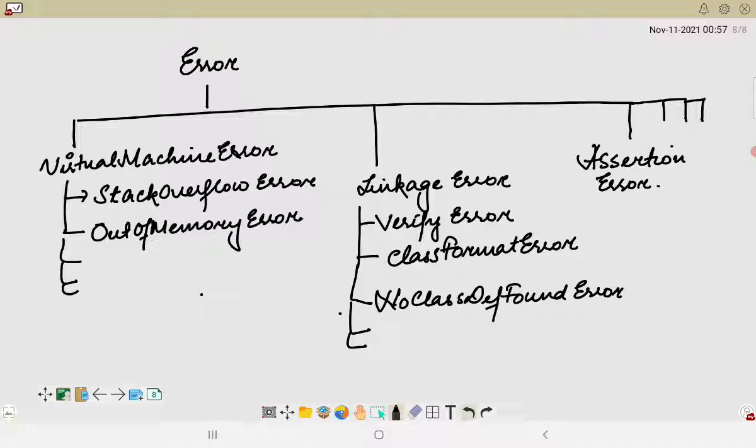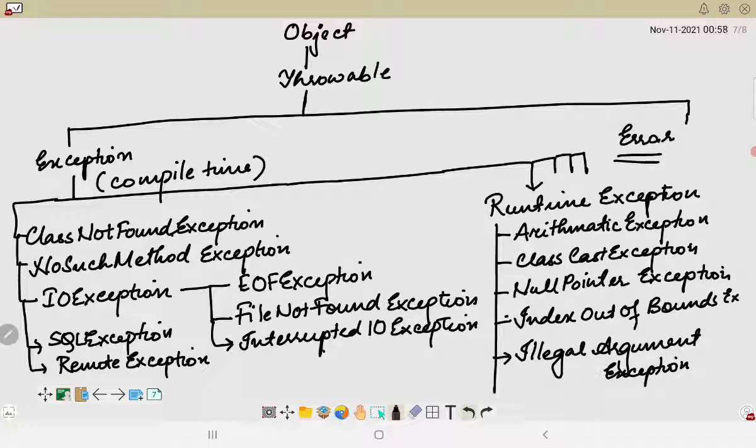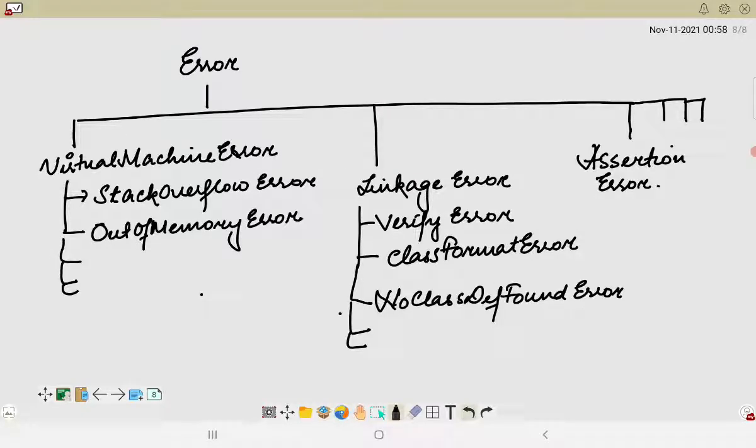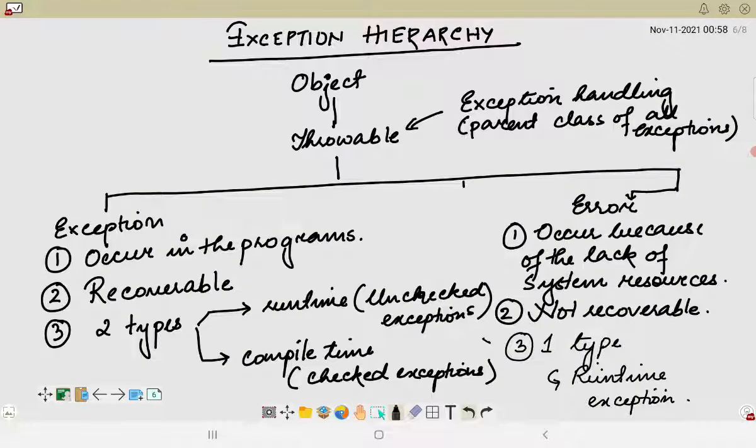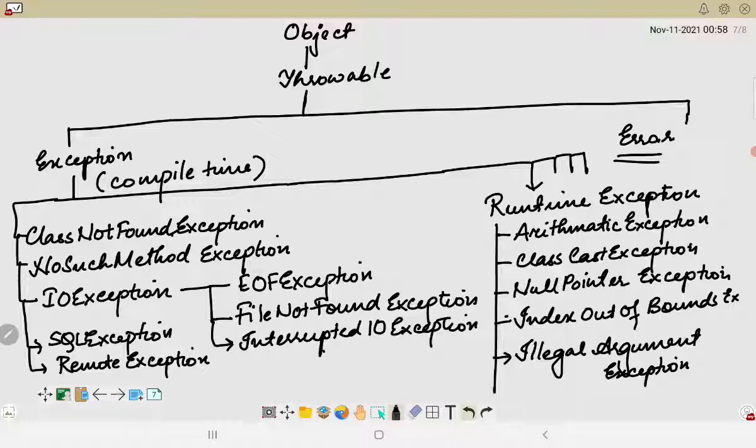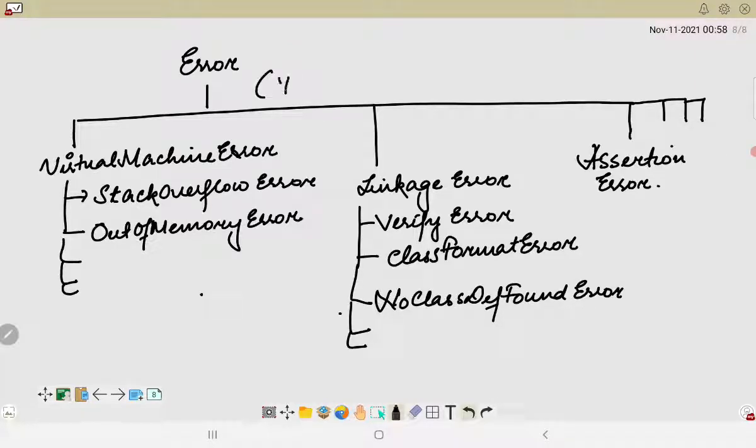So if we are considering the hierarchy, this is the hierarchy of the exception, where we have compile time exceptions and runtime exceptions, and we also talked about the errors. Errors, as already mentioned in the difference, have only runtime exceptions. So whatever is under error, all of these are basically runtime exceptions. So this is the hierarchy of the entire exceptions which are there, or which might be there.